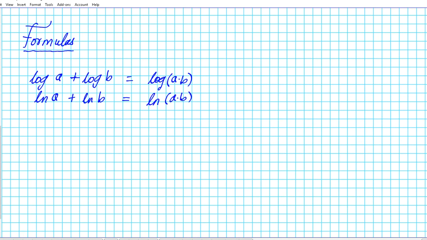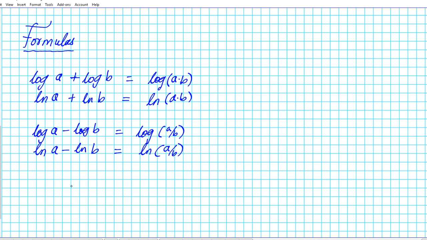And then for difference, the common log of a minus the common log of b becomes the common log of a divided by b. The same applies to the natural log of a minus the natural log of b. This can be condensed into the natural log of a over b. So these are the quotient properties of logarithms.